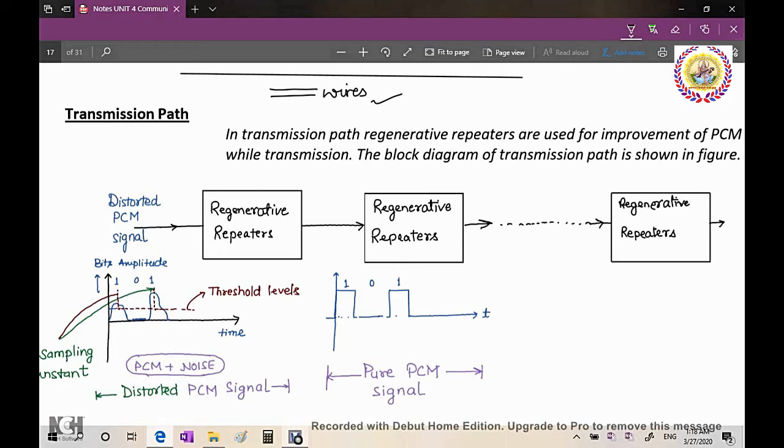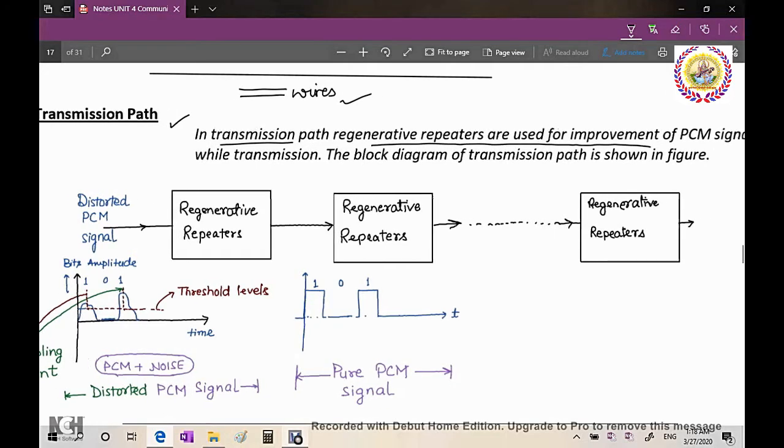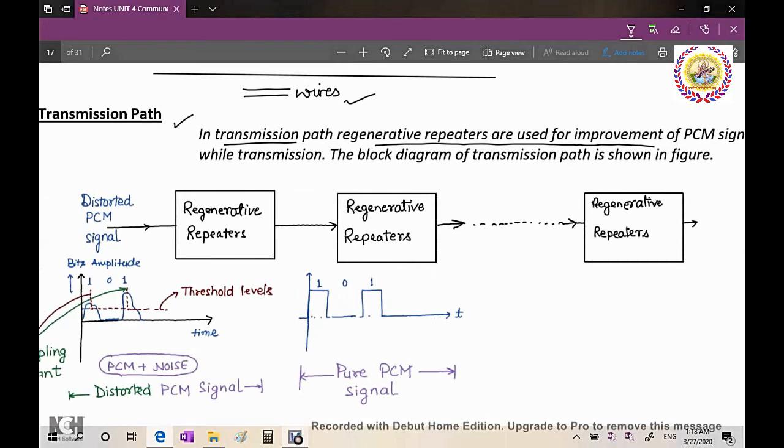Most of the computer connections, from one computer to another, are performed in terms of PCM. So the transmission path also plays a dominant role. In the transmission path, regenerative repeaters are used to improve the PCM signal during transmission. The block diagram of the transmission path is also shown in the figure.